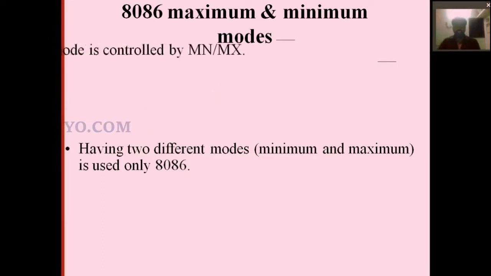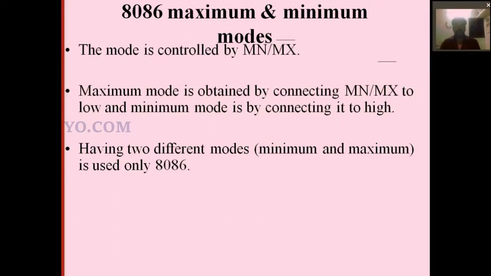So maximum mode, minimum mode, we have already studied. To select maximum mode or minimum mode, we have to use the MN bar/MX bar pin, that is pin number 33. Maximum mode is obtained by connecting MN bar/MX to low, that means ground, and minimum mode is set by connecting it to high, that is 5 volt. So the 8086 only has these two modes. Today we are going to see the maximum mode operations.